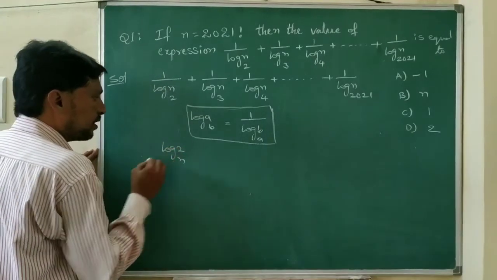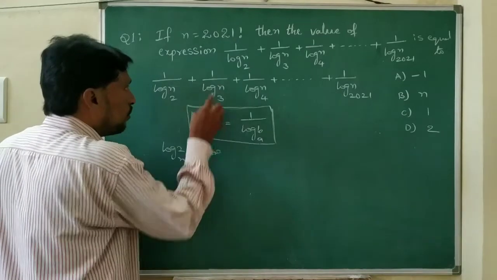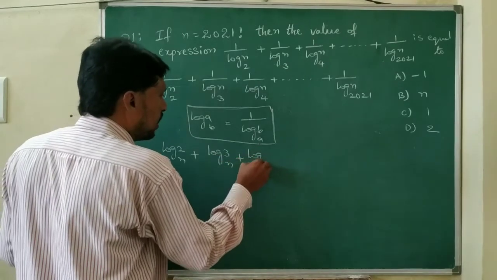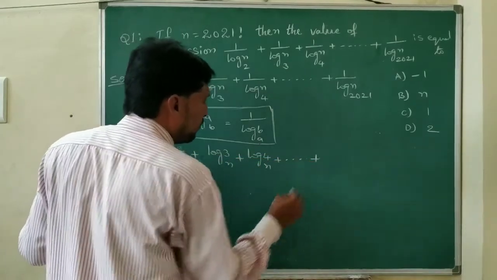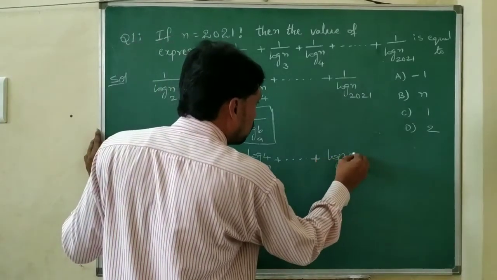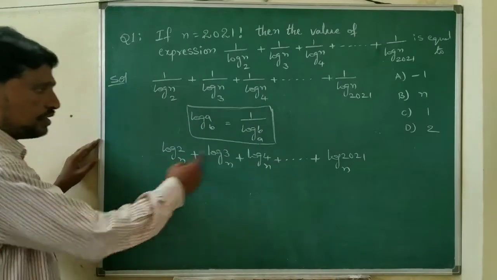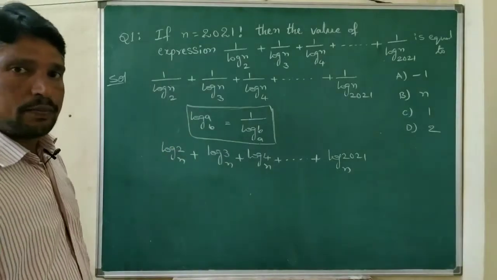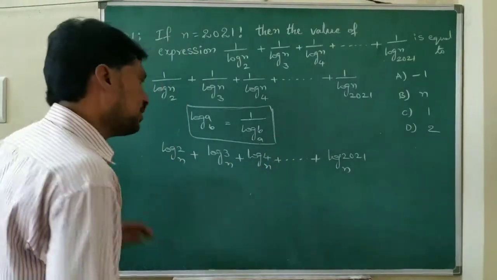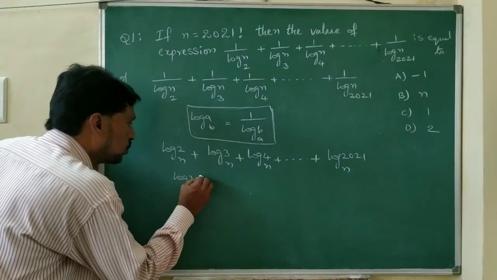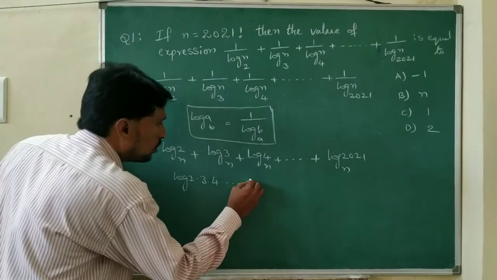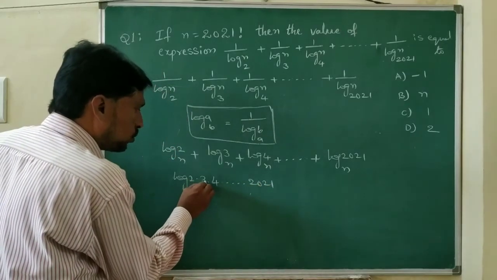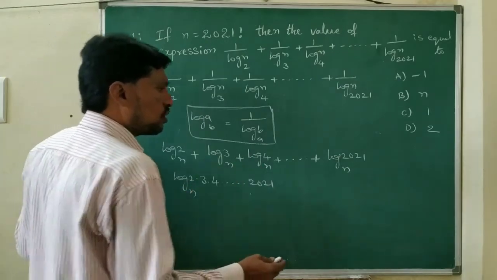Log 2 base n plus 1 by log n base 3 we can write as log 3 base n, plus log 4 base n, plus so on, plus log 2021 base n. So it is of the form log x base a plus log y base a, which is log xy base a, meaning log of 2 into 3 into 4 so on up to 2021, base n. So here we have 2 into 3 into 4 so on up to 2021.